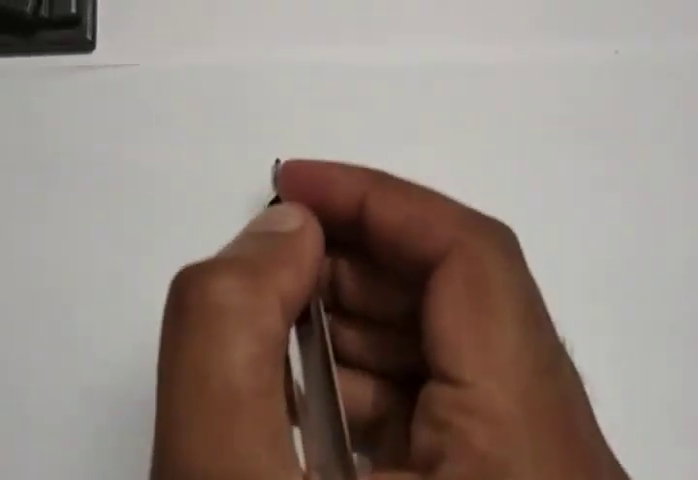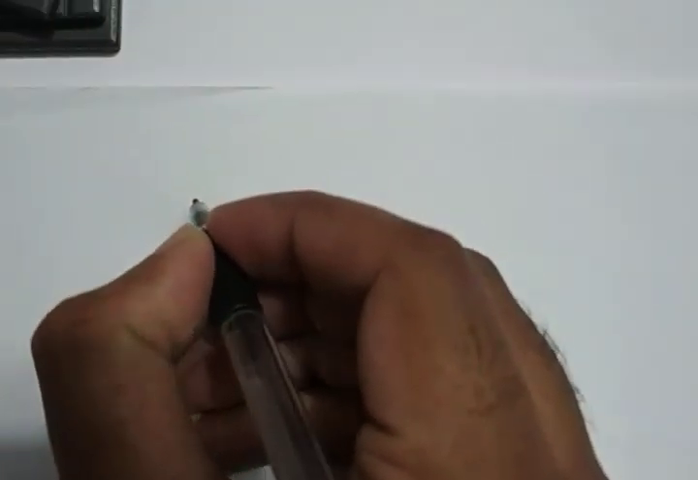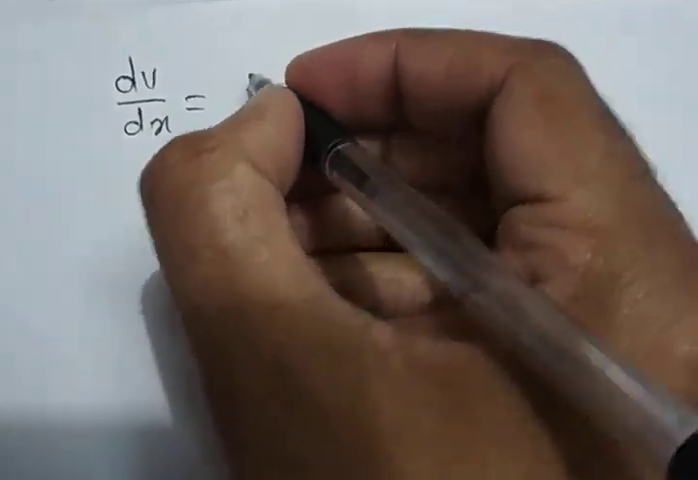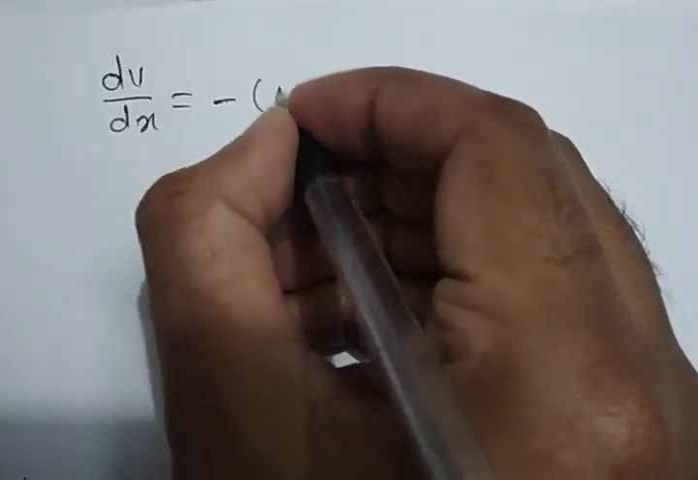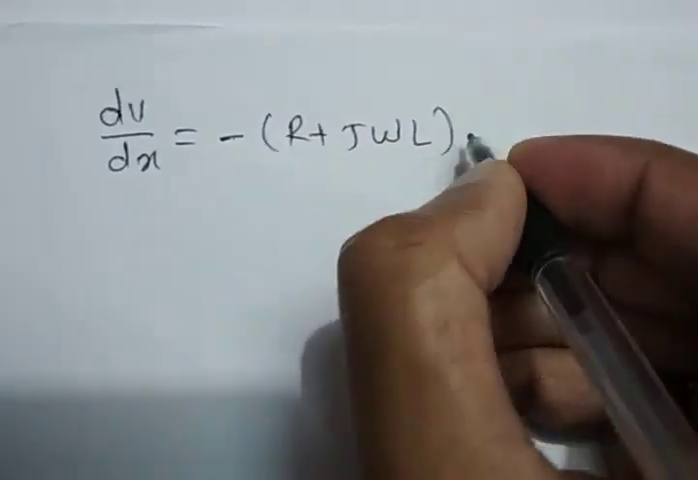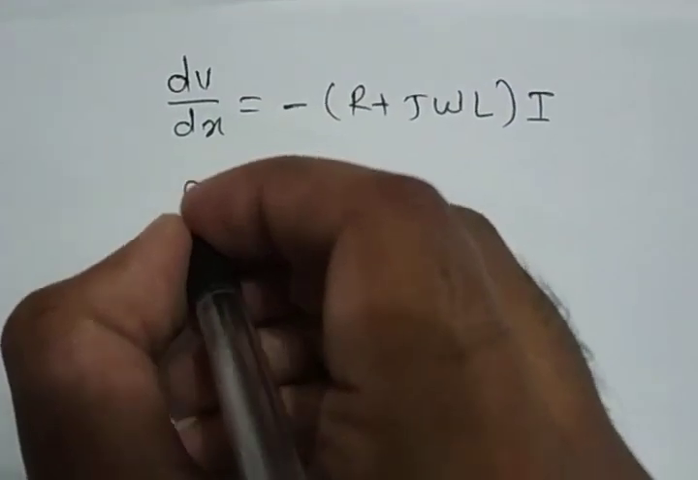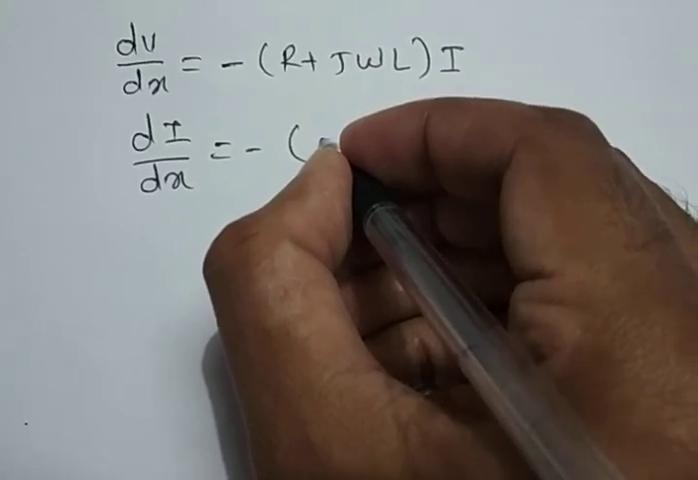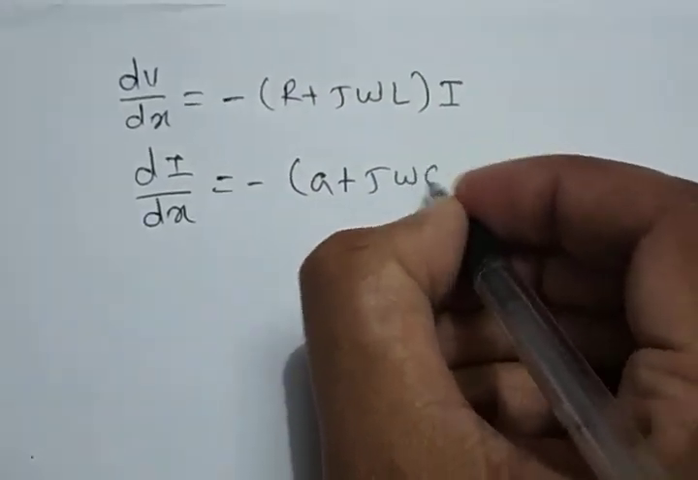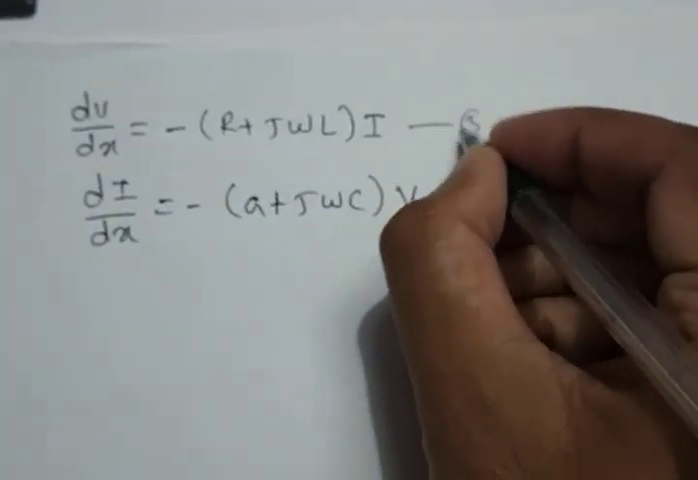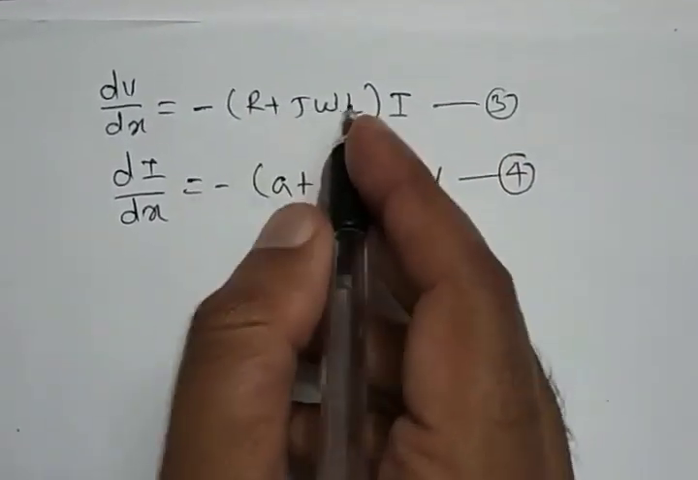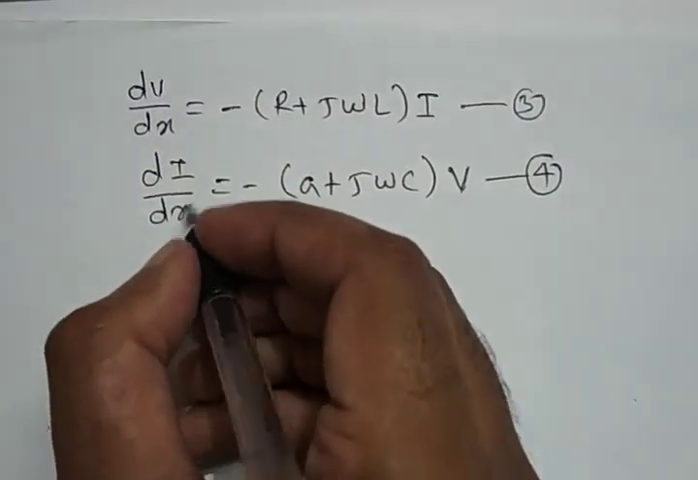So now we will take the derivative of expressions 3 and 4. Let us write them again. What we got? We have dV by dX is equal to minus of R plus j omega L into I, and we have dI by dX is equal to minus of g plus j omega C into V. These are our expression 3 and expression 4. So taking derivative of equation 3, what we will get?